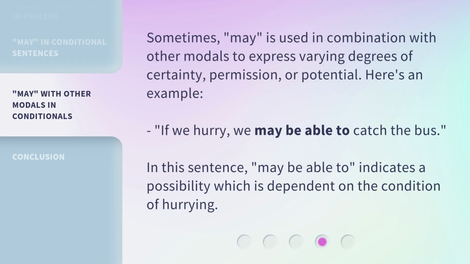Sometimes, may is used in combination with other modals to express varying degrees of certainty, permission, or potential. Here's an example. If we hurry, we may be able to catch the bus. In this sentence, may be able to indicates a possibility which is dependent on the condition of hurrying.